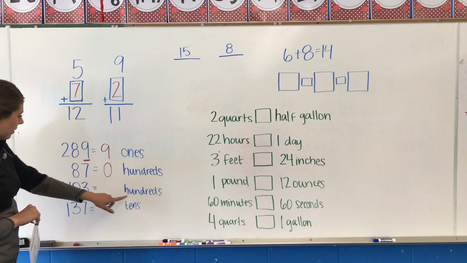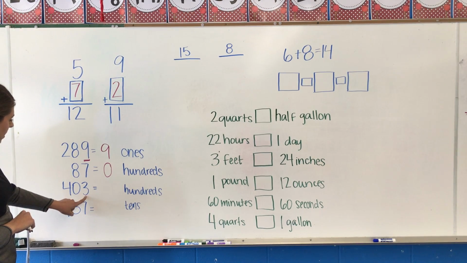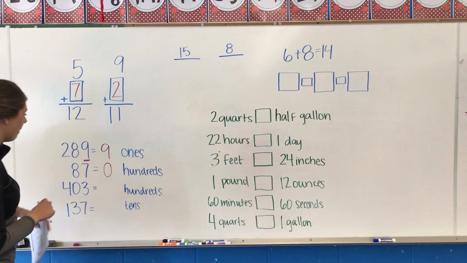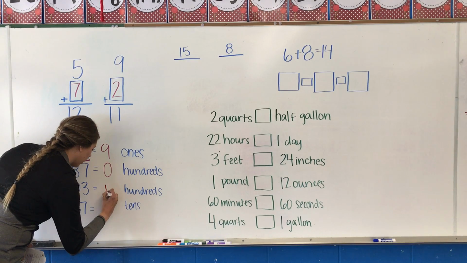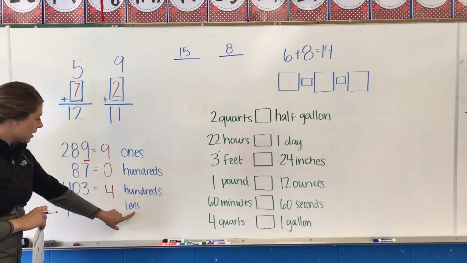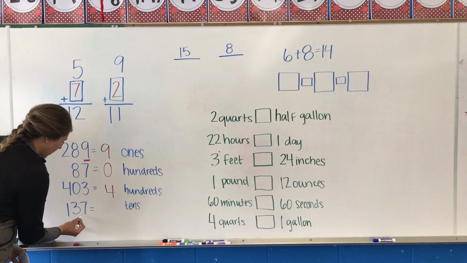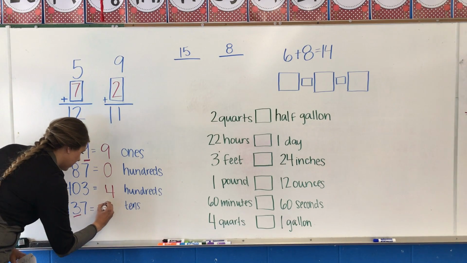And let's look here. So they're asking us hundreds for 403. So we know this is the ones place, this is the tens place, this is the hundreds. So we have 4 in 403. And here at the bottom, it says our tens place. So we know ones place, tens place, hundreds. So what's in our tens? We know the 3 is in our tens place.